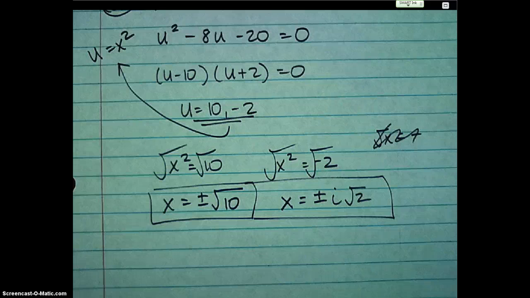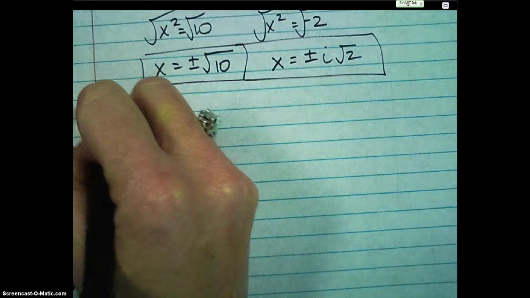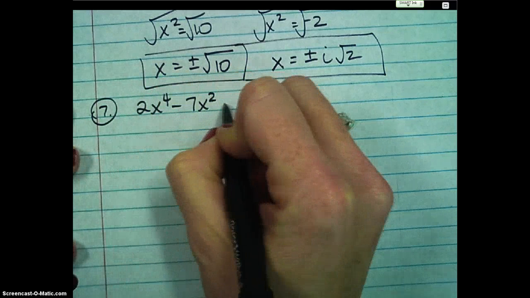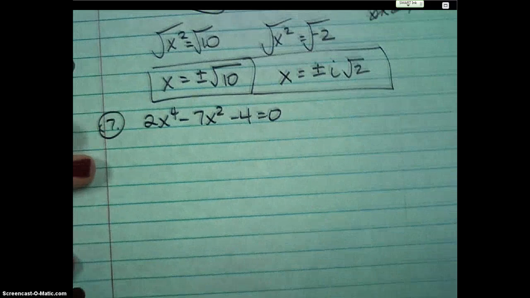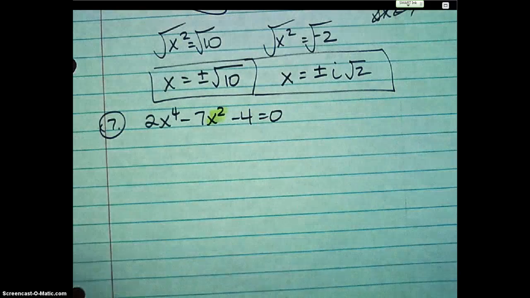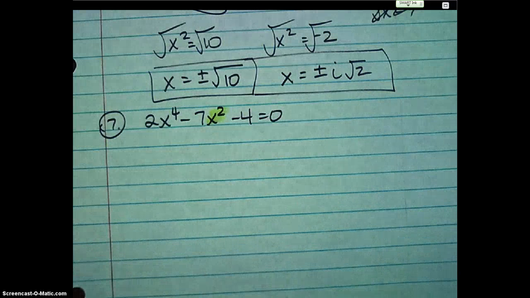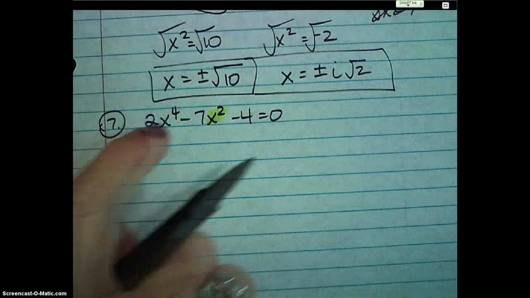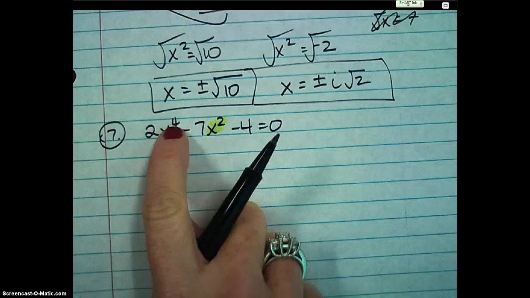Okay, we have one last problem. Number 7. 2x to the 4th minus 7x squared minus 4 equals 0. This one also is going to have 4 answers. It's to the 4th power, so it's going to have 4 answers.